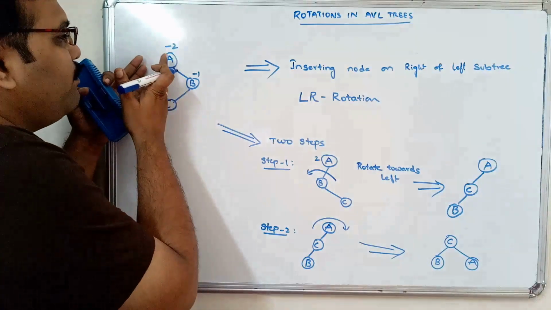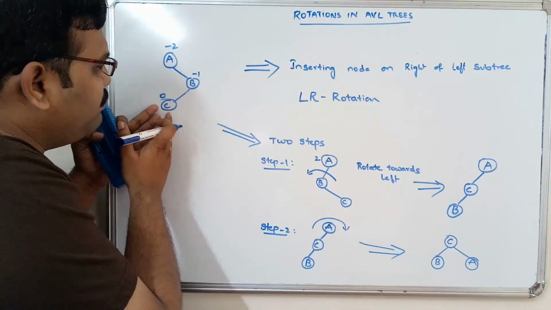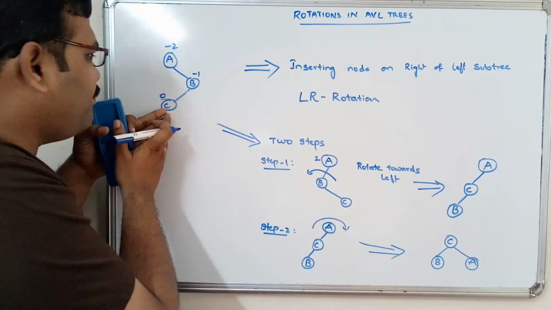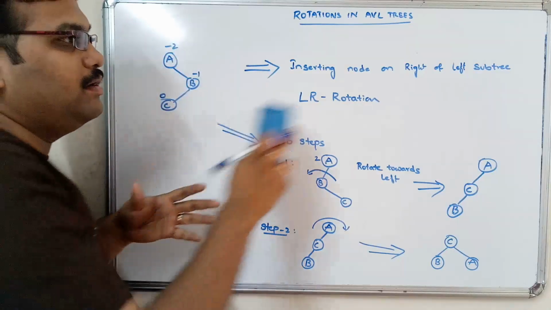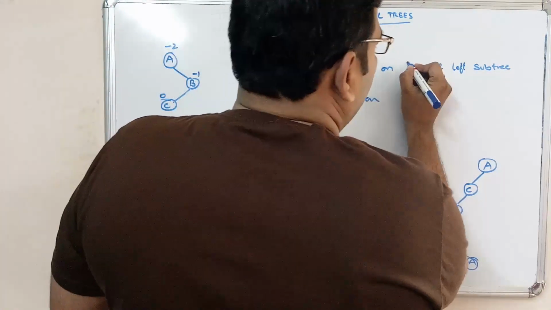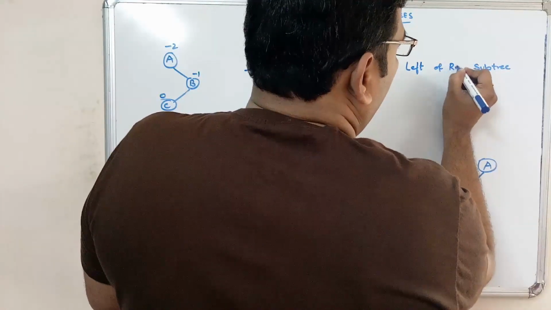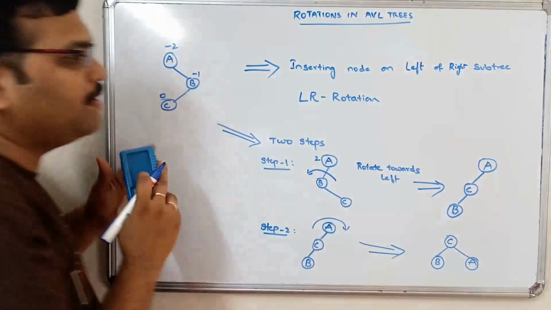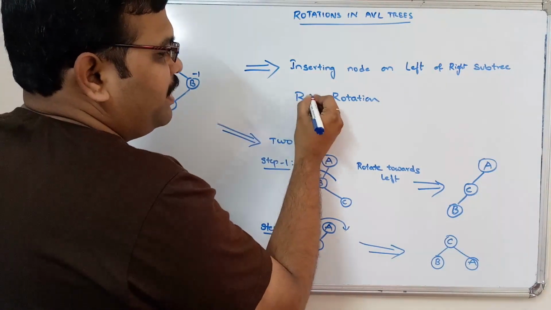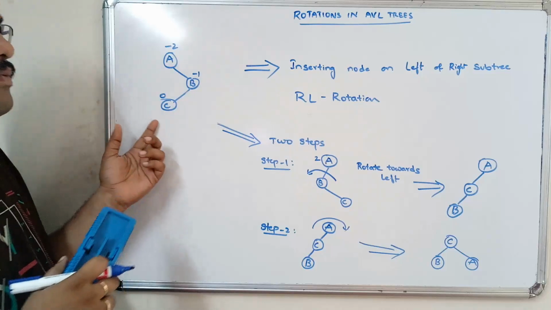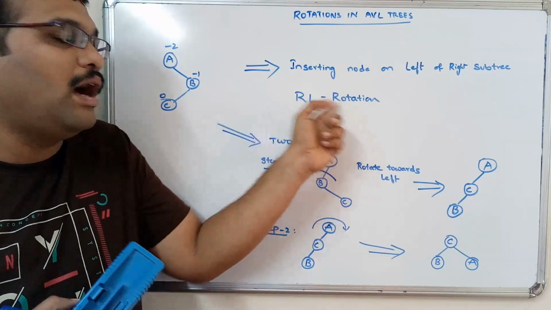So here why did we get this imbalance? After inserting the element towards the left of the right subtree. Left of the right subtree. So this is called right subtree left side. Right subtree left side. So this is called RL rotation.